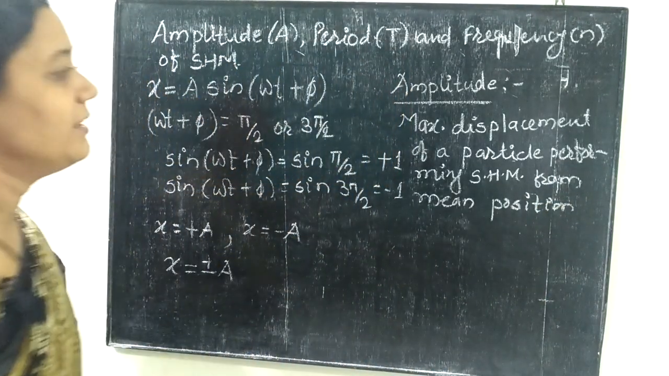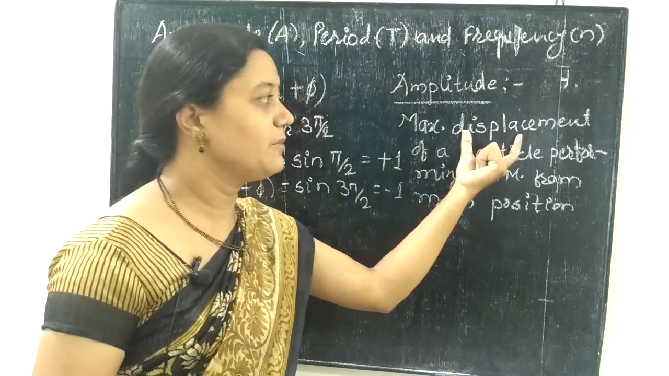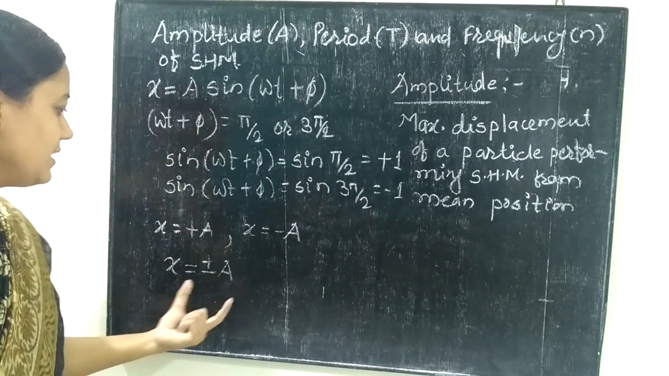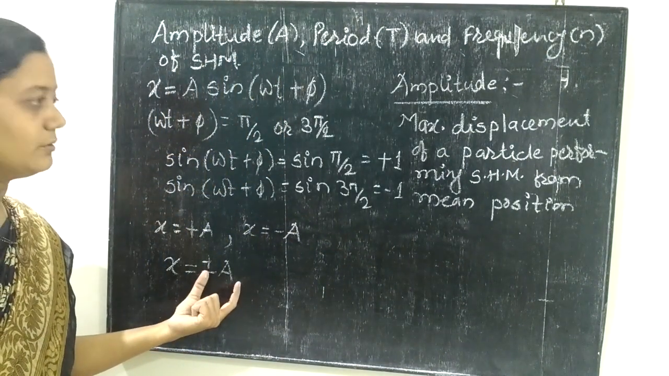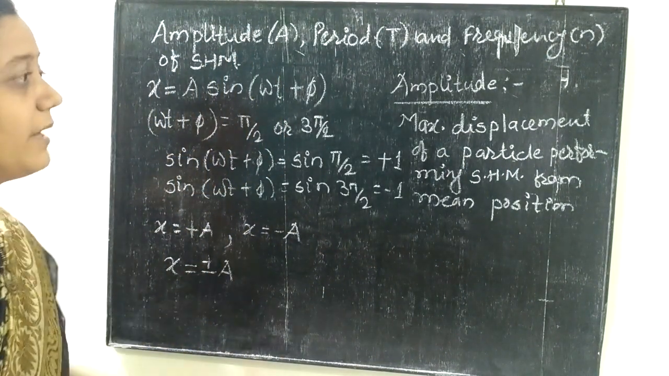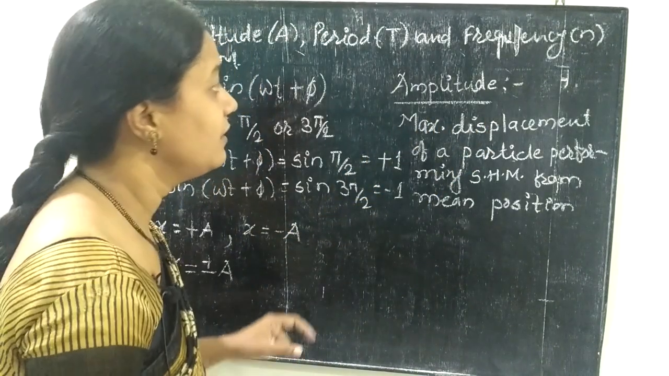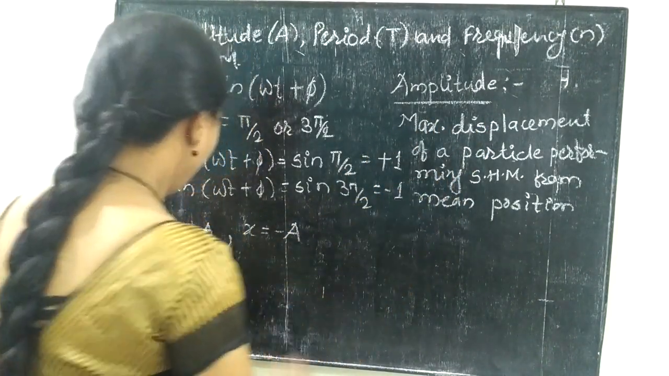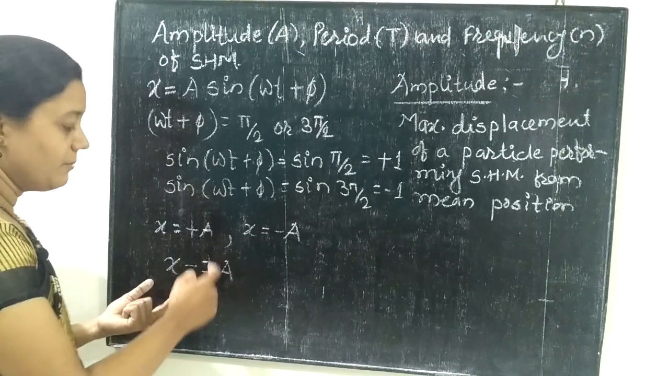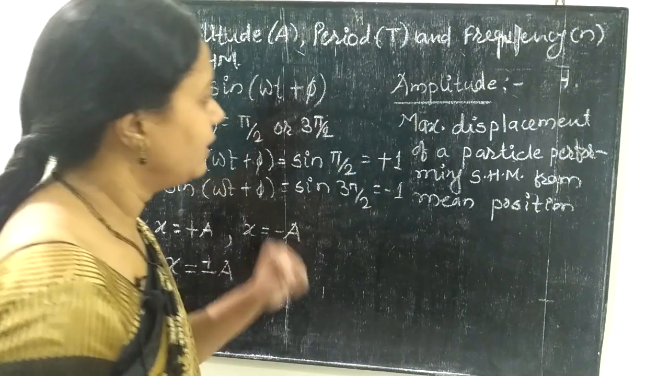It means that when the particle travels the maximum distance, that maximum distance is nothing but the amplitude. Maximum distance is the maximum displacement, which is the amplitude. The displacement may be positive or negative of the amplitude.